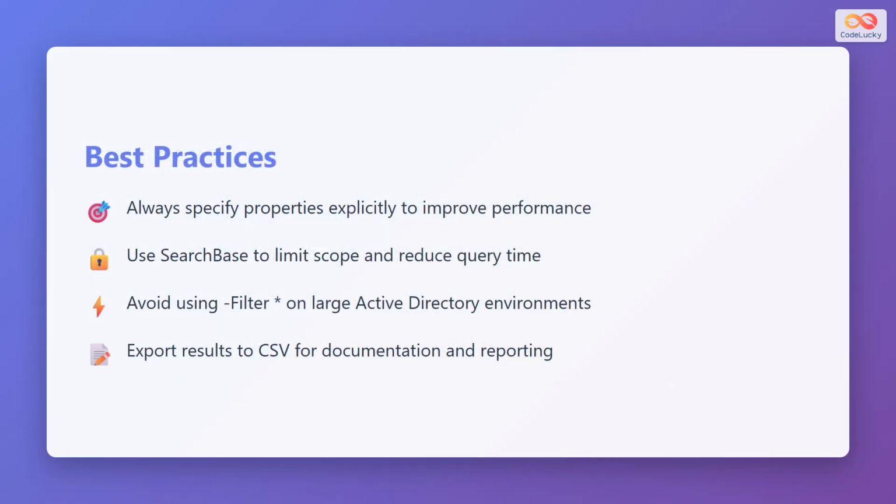When working with Get-ADComputer, following best practices ensures optimal performance. Always specify properties explicitly rather than retrieving all properties, as this significantly improves query speed. Use the SearchBase parameter to limit the scope of your queries to specific organizational units, which reduces query time and network traffic. Avoid using Filter asterisk on large Active Directory environments, as this can be slow and resource-intensive. Finally, consider exporting your results to CSV format for documentation, reporting, and further analysis. This makes it easier to share information with colleagues and maintain records of your Active Directory environment.